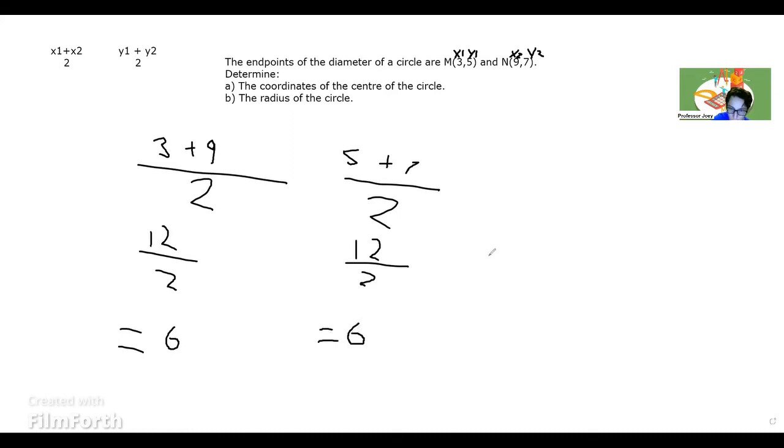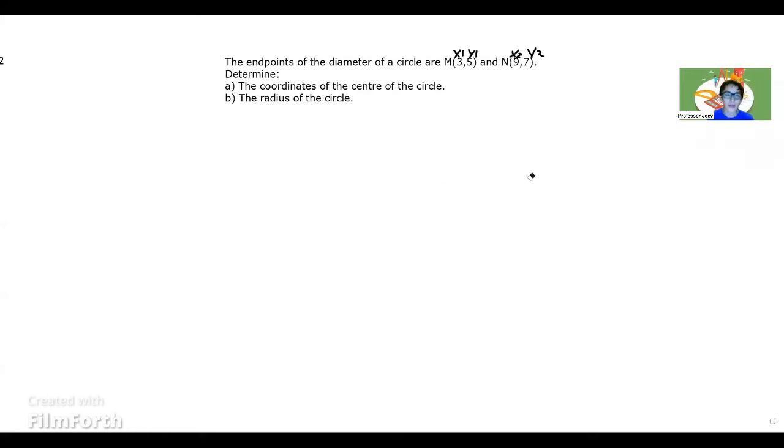So, therefore, the coordinates are 6 and 6 for the center of the circle. Those are our coordinates of the center of the circle, and we have figured out A. All right, we did A, now let's do B.